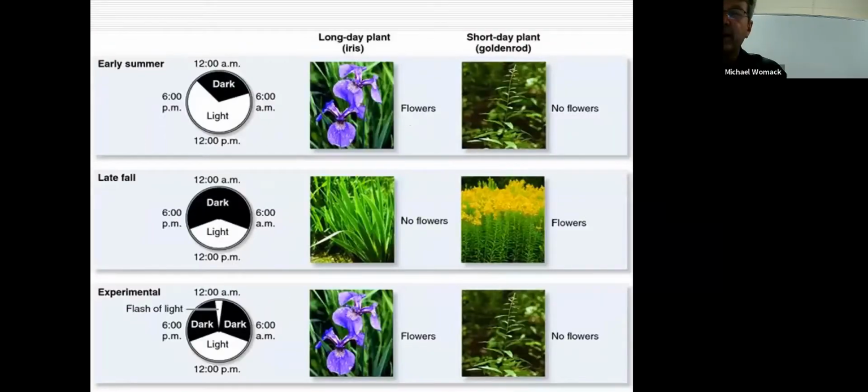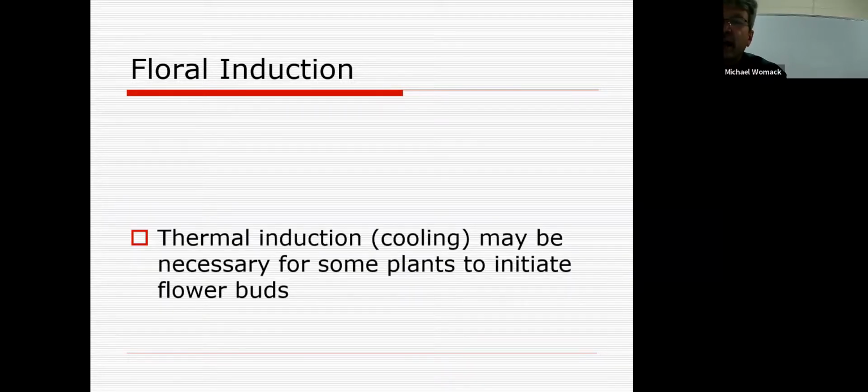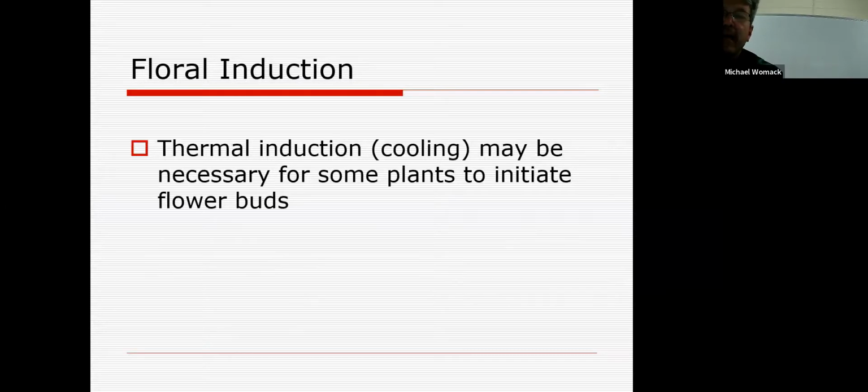Here we go. Moving on real quick to the last couple of things. Floral induction is another plant process that you may hear about, and thermal induction means that you have to have a cooling period in order for some plants to initiate flower buds. And that's primarily what you find in bulbs. So bulbs from more northern climates, temperate bulbs like tulips and daffodils and jonquils, and Easter lilies and Asiatic lilies, they need a cool period in order to make flowers because they don't want to make flowers before winter is over.